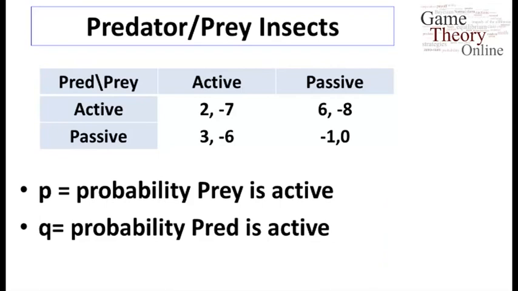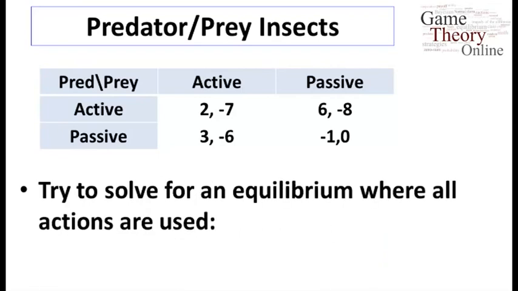And now, in solving for an equilibrium, let's look for an equilibrium where we think all four actions are going to be used. So we'll look for a situation where the predator is going to be using randomization, mixing over both active and passive, so having non-trivial probabilities on both, and where the prey is going to have a non-trivial probability on both.